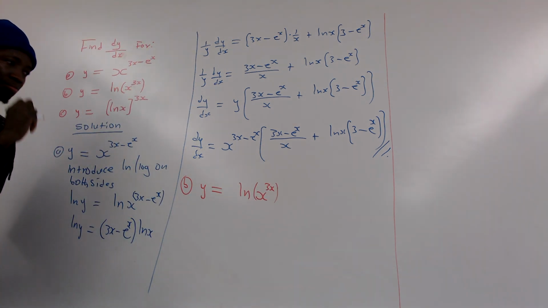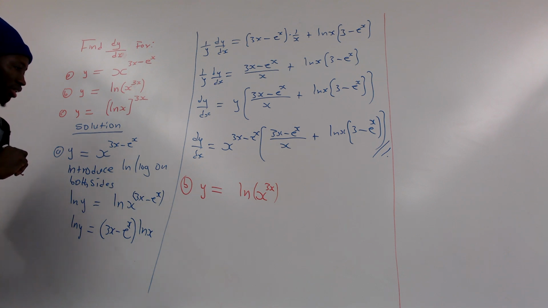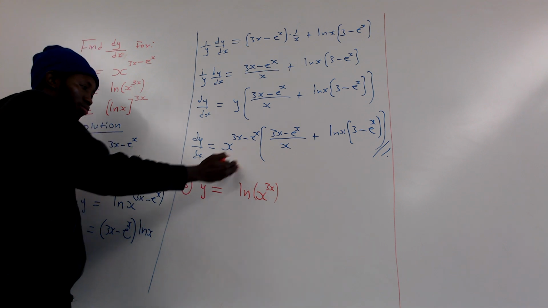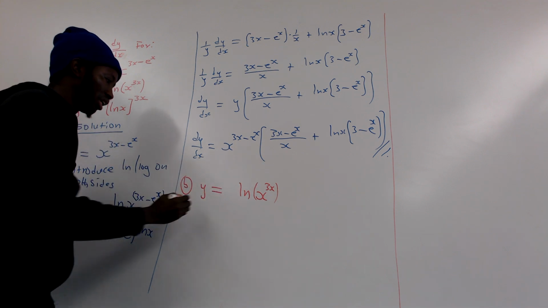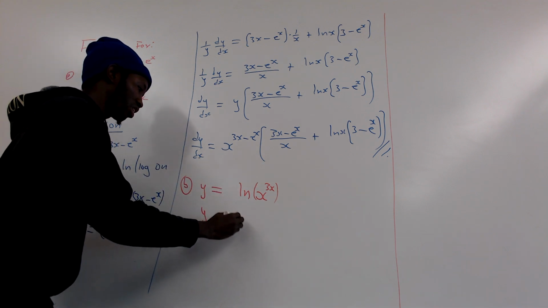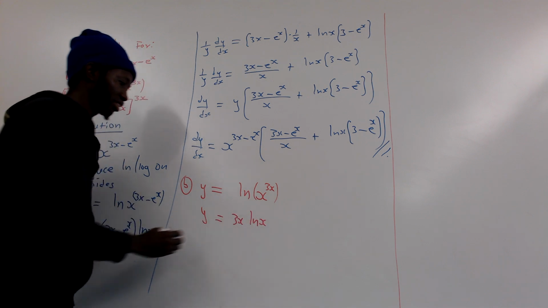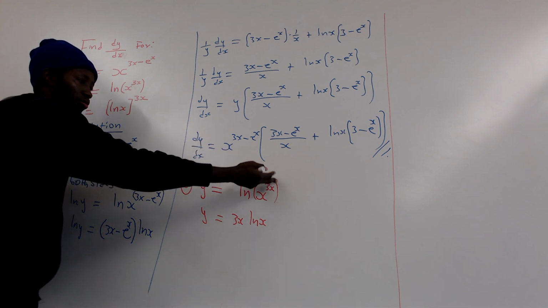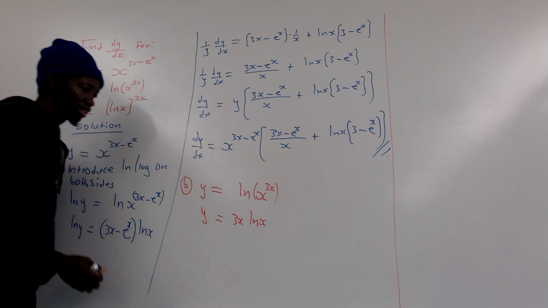This is also similar to the first one, but in this case, we have a power directly here. This power, we can just move to the coefficient of this ln. So it's going to be y equals 3x ln x. This is how it looks, because this is the power, so we move it to the coefficient of this ln.